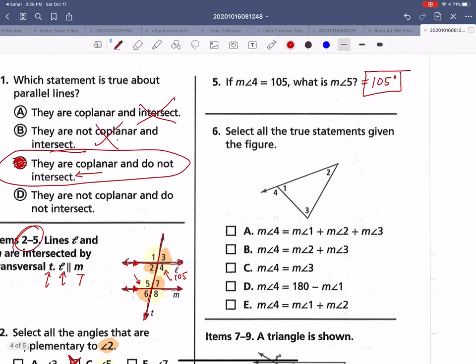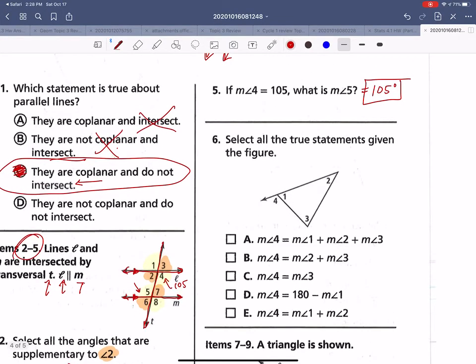All right, let's take a look at 6. This is my exterior angles, right? So I know that the exterior angle is equal to the two remotes added together. I also know that angle 1 plus angle 2 plus angle 3, all three angles have to add up to 180 because they're a triangle.